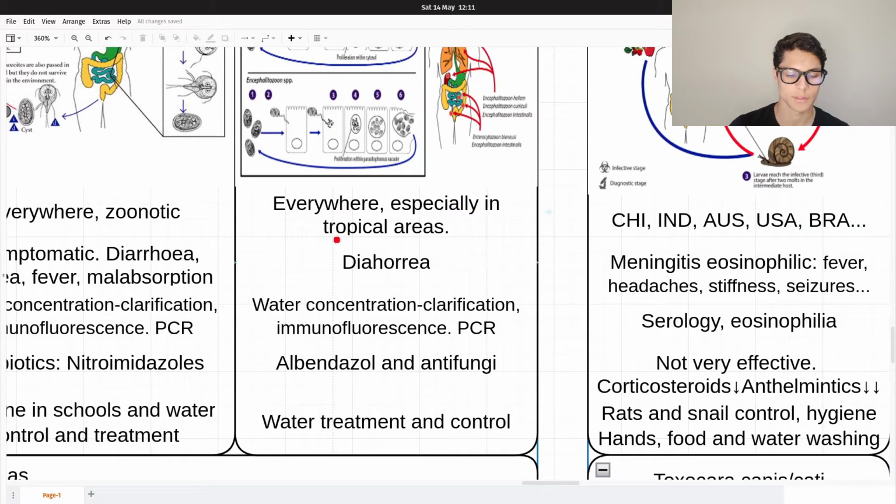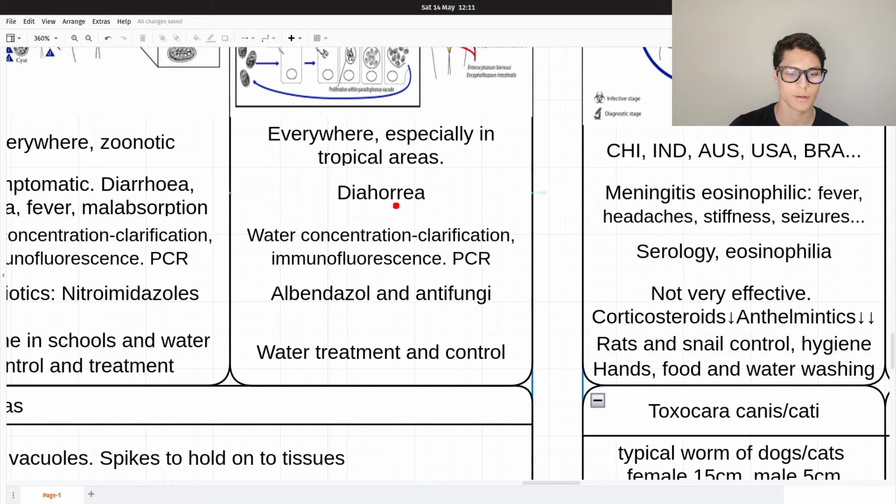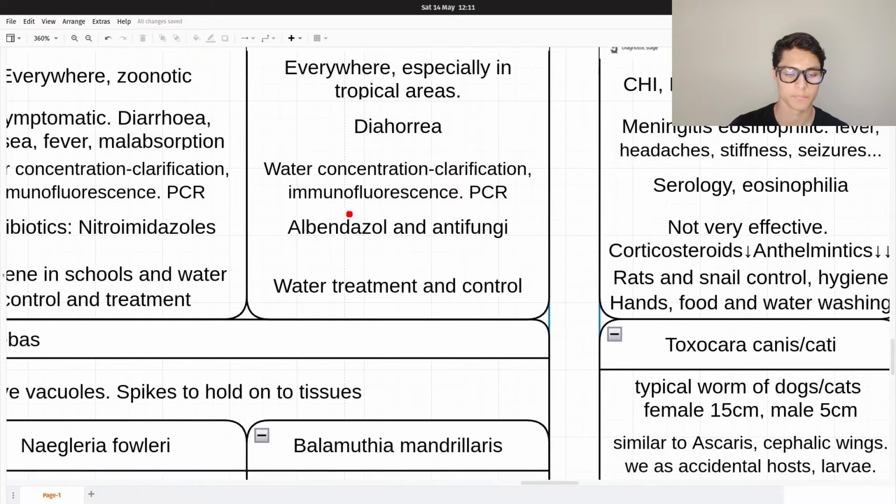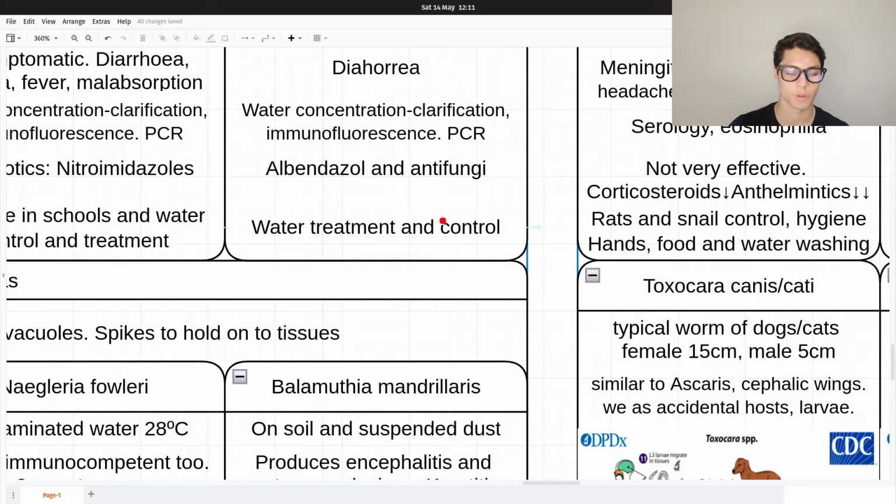They are everywhere, especially in tropical areas. They create diarrhea. And we can detect them via water concentration clarification, and then immunofluorescence or PCR. And these two methods are for actually detecting. This is for preparation of the water, and this is for actually detecting the presence of Microsporidia in the water, like before with Giardia. The treatment is albendazole and antifungals. And the prophylaxis, well, water treatment, boiling the water, and control of the water as well.